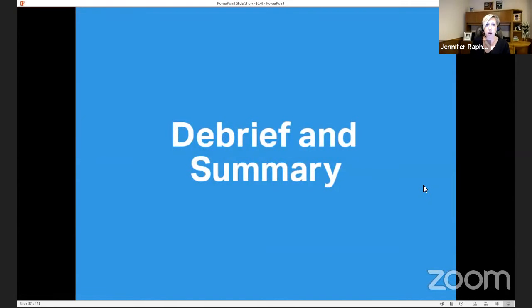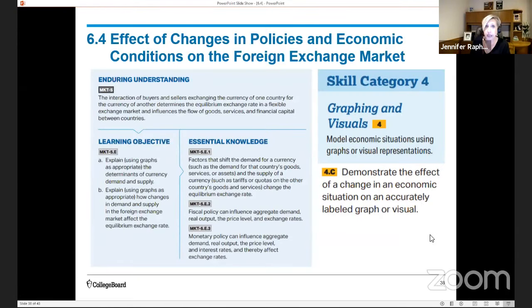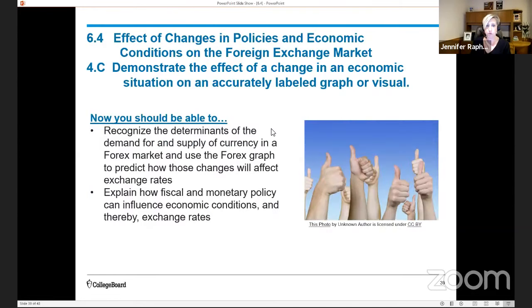Okay, so we did a lot tonight, and the goal was for you to be able to explain the determinants of currency demand and supply. Hopefully you feel you have a really good insight into that now. And then how, once we change demand or supply, what happens to exchange rates? Here we spent some time on those changes in economic conditions that influence demand and supply of currency, but then we really connected it to monetary and fiscal policy. So you could see the effect of policies on exchange rates. So that's what you should be able to do now.